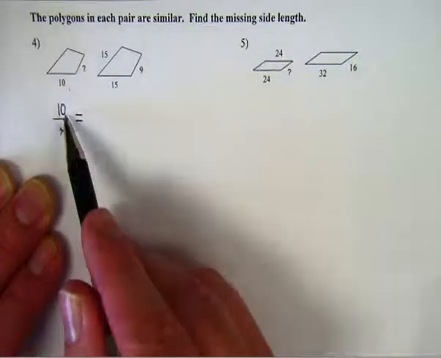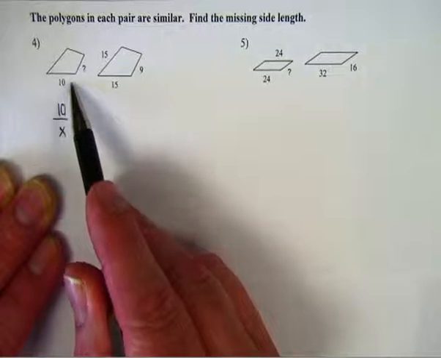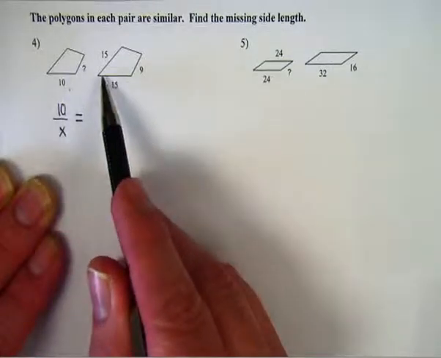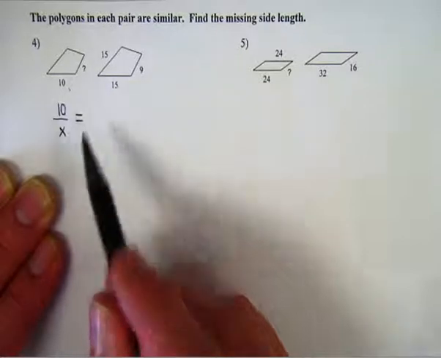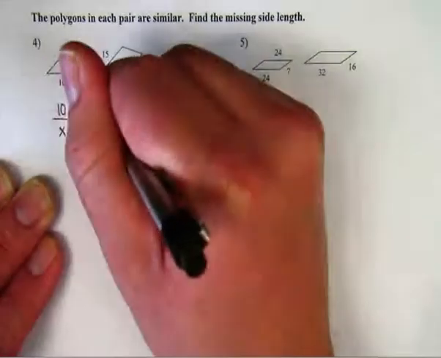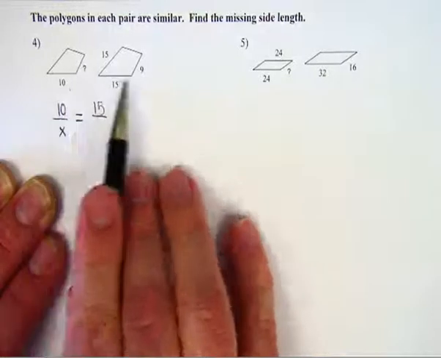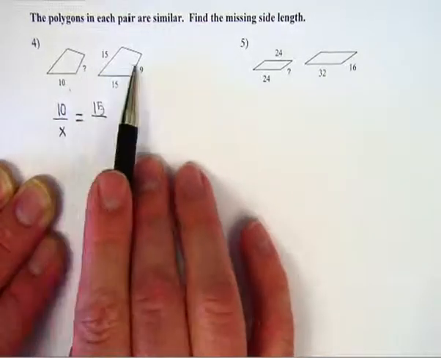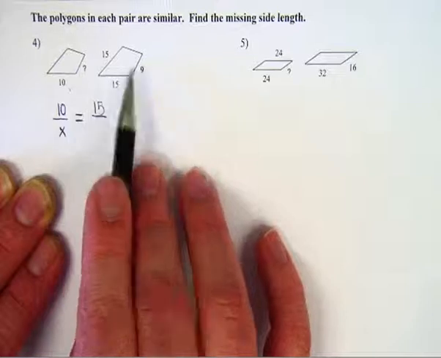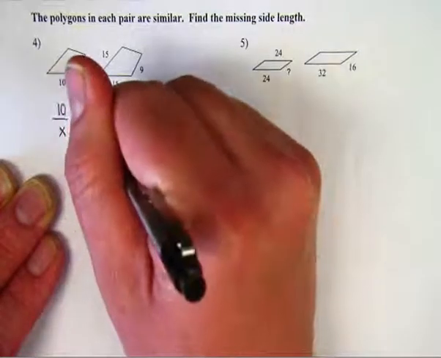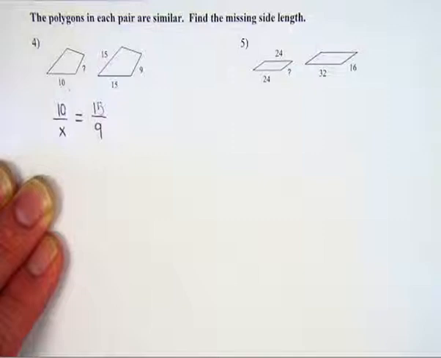So what I need to do now, I had the 10 on top over here, so I need to find the side that corresponds to that over here, and that would be this side right here, which has a length of 15. So that goes on top there. Now remember, this has to be corresponding sides there. And now we look for the corresponding side over here for our unknown value. It's just like our 9.